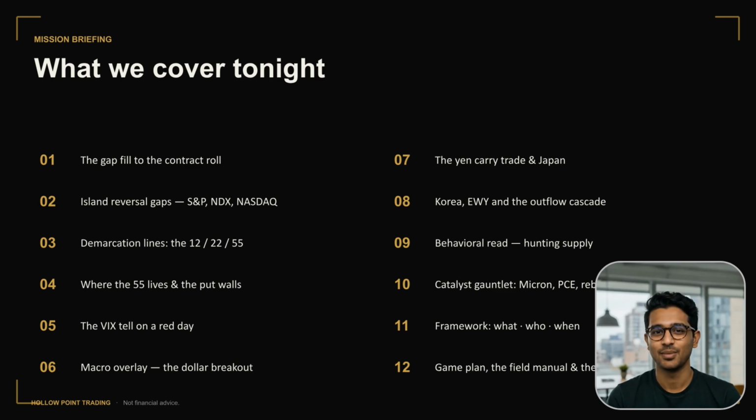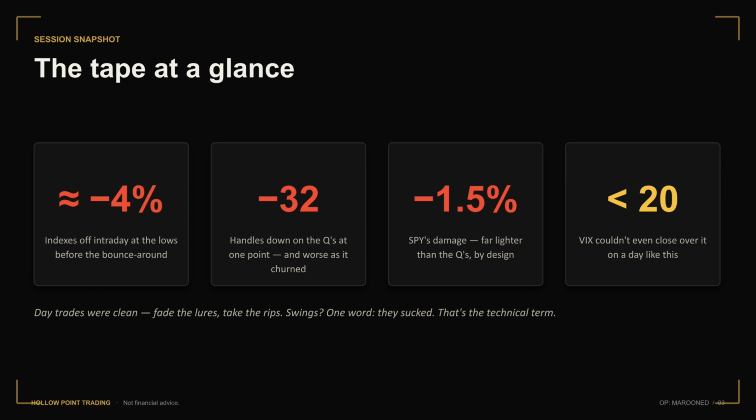In this video, we will cover the recent contract roll, analyze island reversal gaps, discuss market demarcation levels, and review key catalysts like the VIX and upcoming economic data. Here is a snapshot of the session. Indexes saw a drop of about 4% from intraday highs, with the NASDAQ showing significant weakness compared to the S&P.